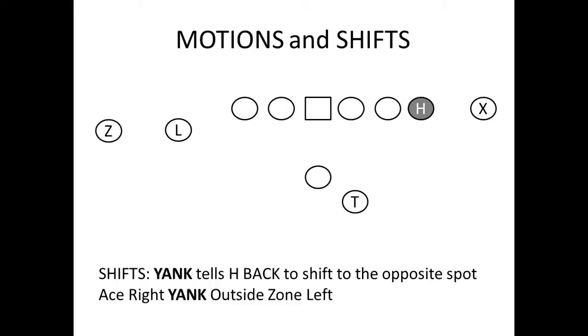So the next shift that we use is called yank. Yank tells our H-back, or the tight end really in this case, to shift to the opposite side. One little thing that we have to remind them is don't get down in a 3-point stance or peg, because that would be an illegal shift. So we have to tell him to keep his forearms on his thigh boards, wait till the clap, and he will yank to the other side. They shift and they yank. Trade are quick. They get to the other side.